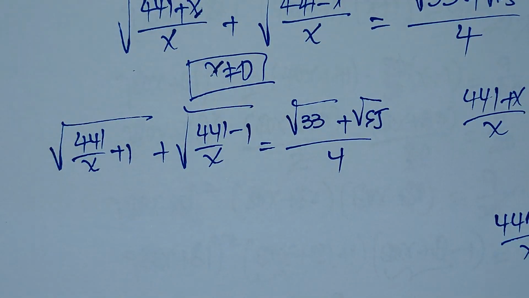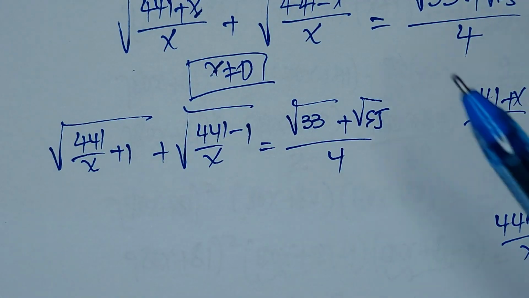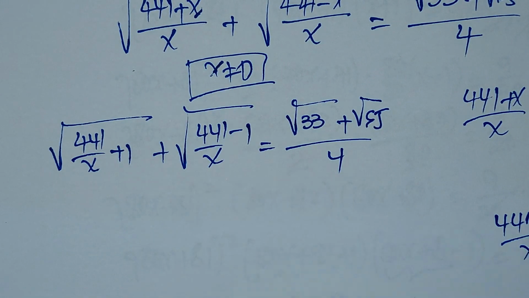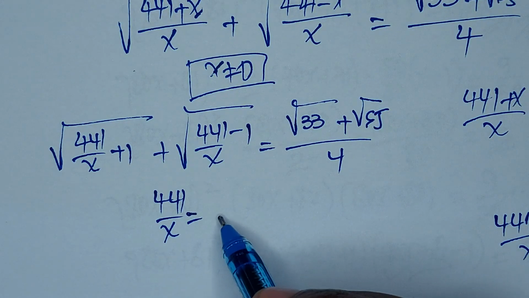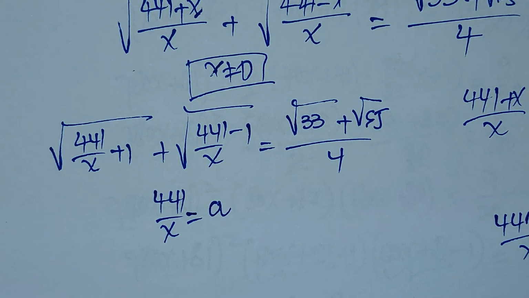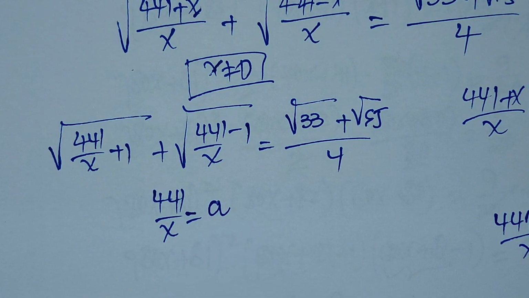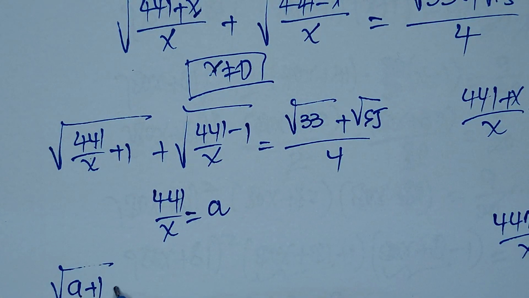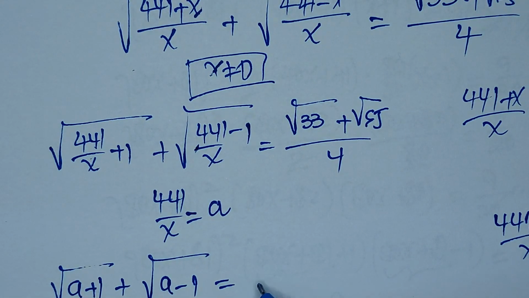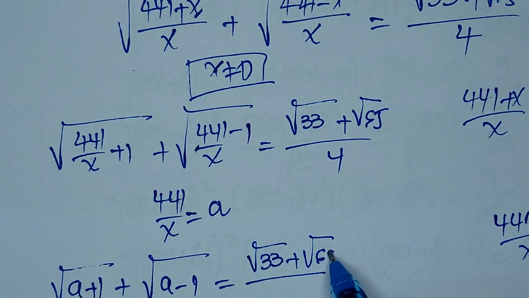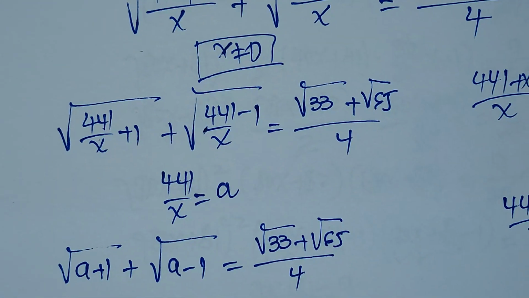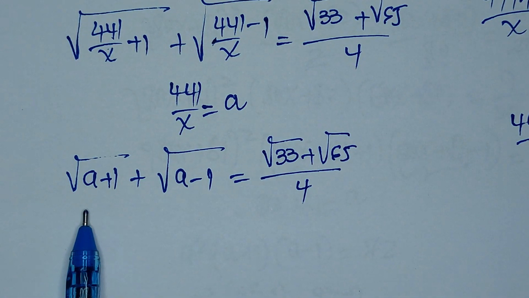Okay, and now to continue, I'm going to make a substitution, because let us just not be writing this term over and over again. I'm going to say 41 over x is going to be equal, let's say this is a. If this is a, then I'm going to have square root of a plus 1 plus square root of a minus 1, which is this, and then this is going to be equal to square root of 33 plus square root of 65, divided by 4. So to continue, what I'm going to do is to solve this.